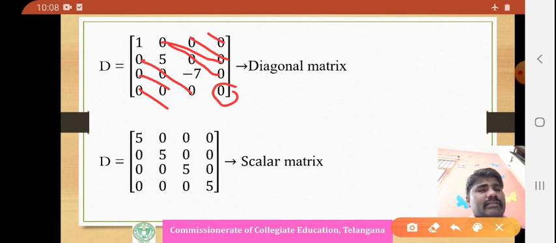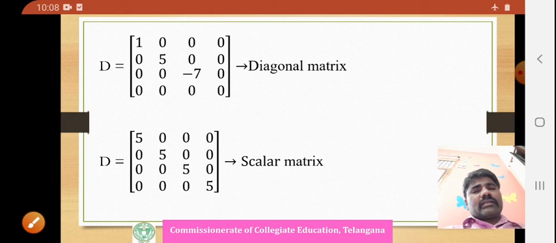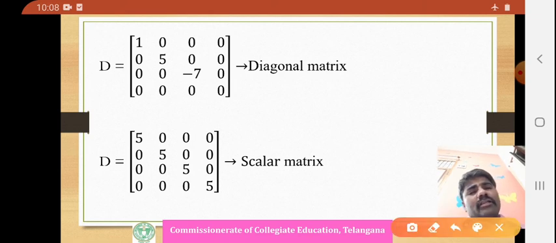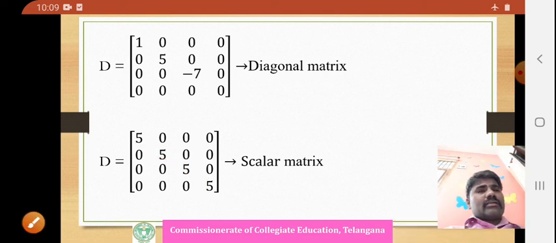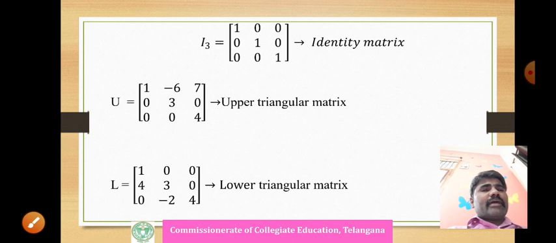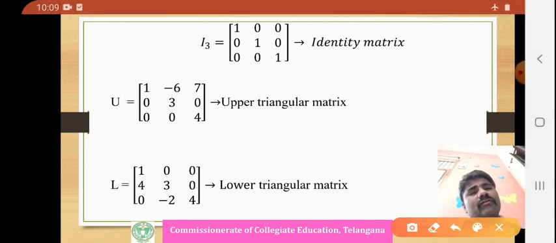That is a diagonal matrix. And the scalar matrix: in a scalar matrix, the principal diagonal element is constant. A scalar matrix is also a diagonal matrix, with principal diagonal elements constant, fixed: 5, 5, 5, 5, or k, k, k, k, or 2, 2, 2, 2, or 1, 1, 1, 1. It is known as a scalar matrix. Similarly, the identity matrix is also a diagonal matrix. The principal diagonal elements are 1, 1, 1, 1. This is the identity matrix.